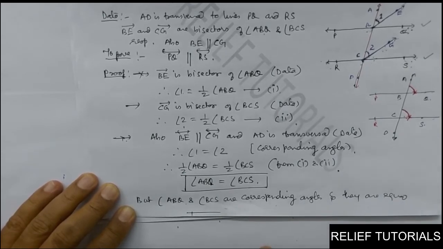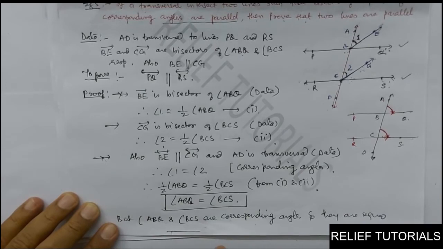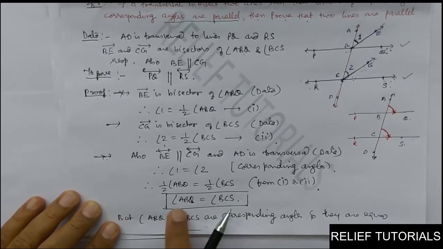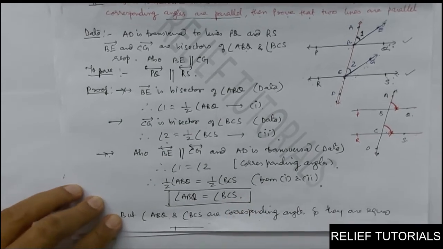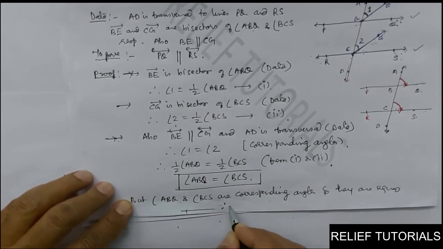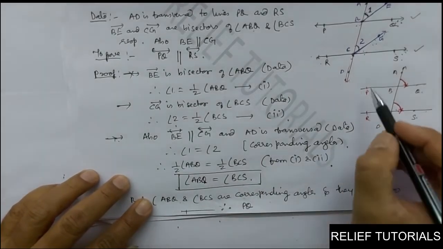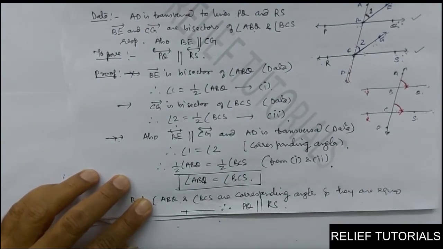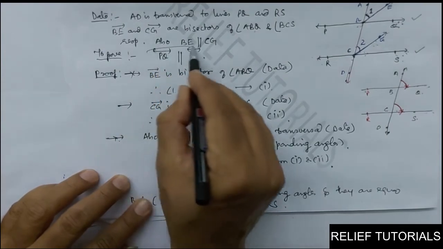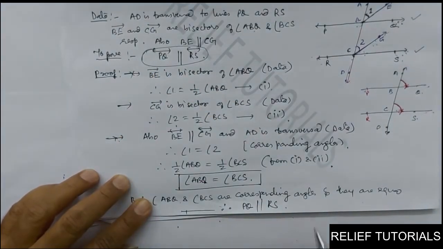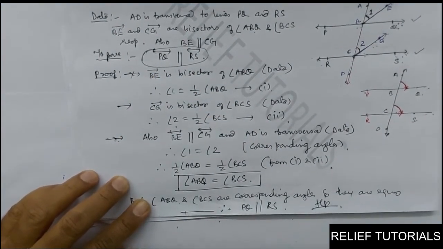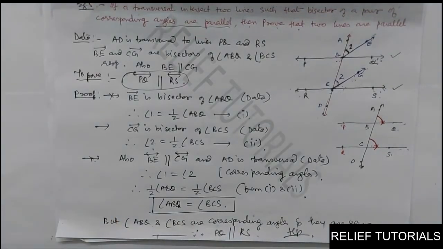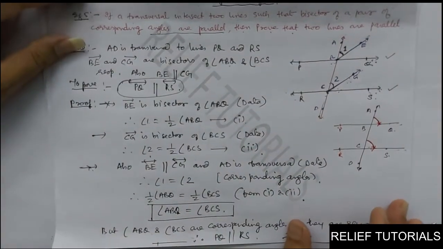So corresponding angles are equal, so the lines are parallel. If lines are parallel, then corresponding angles are equal. But here corresponding angles are equal, so therefore lines are parallel. So therefore you can say PQ, so they are touching PQ and RS. Therefore PQ is parallel to RS. What we have to prove? We have to prove PQ is parallel to RS. Hence, proved. Very simple. I hope you understood this illustration.